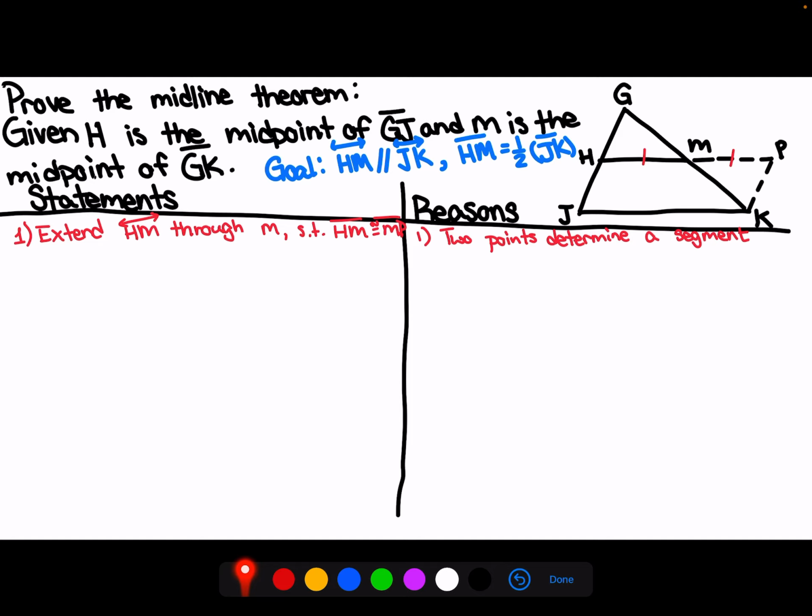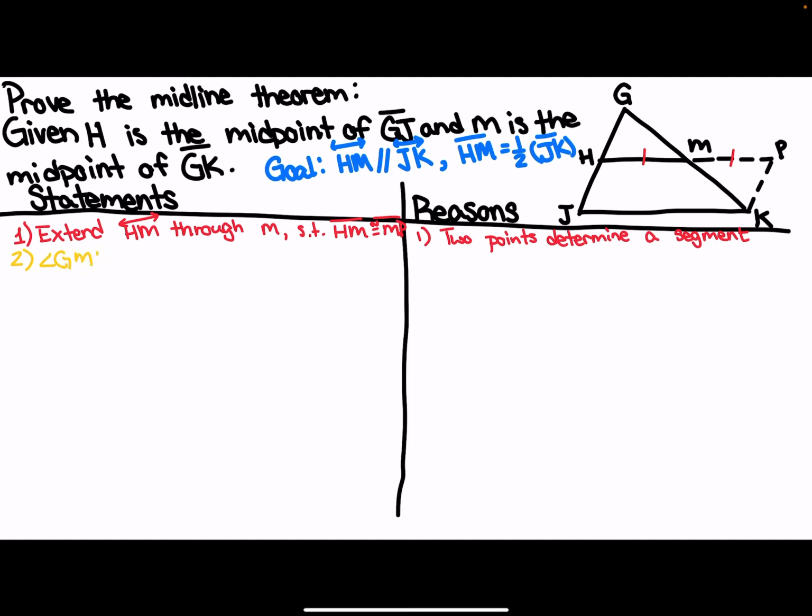From here, we see that we have vertical angles. So my two vertical angles would be angle GMH and angle PMK. So I can say that those two angles are congruent. Angle GMH is congruent to angle PMK because vertical angles are congruent.